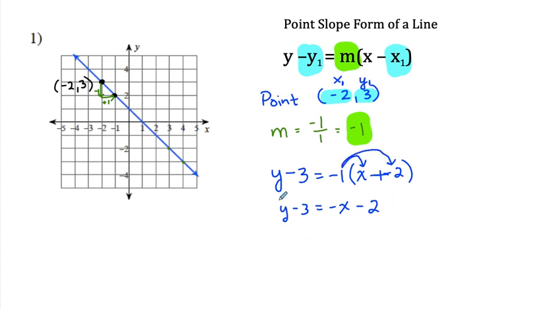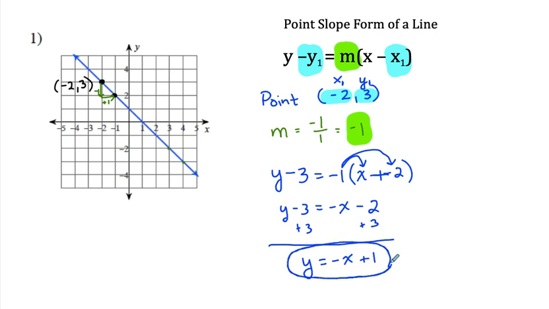And now I'm just going to finish up solving for y by moving this 3 to the other side. So I'm going to add 3 on this side. I'm going to add 3 on this side. And so my equation is y equals -x plus 1. And there I just wrote the equation from a point and the slope.